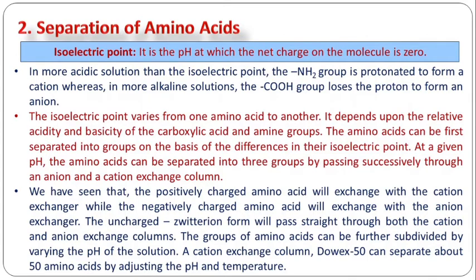For that purpose, we can use cation exchangers as well as anion exchangers. But the zwitterion form, whose net charge is 0, can pass straight through very easily from both cation exchangers as well as anion exchangers. So that can be further separated by using the isoelectric point. But these exchangers can classify or separate these amino acids into 3 groups: cations, anions and neutral.